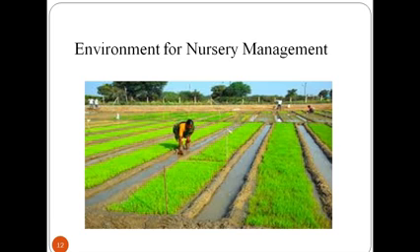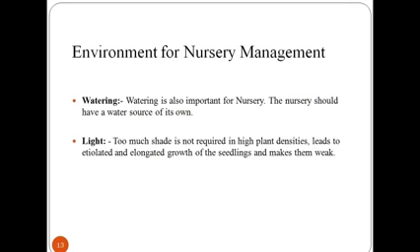Environment requirement for nursery management is considered on the basis of two main factors. These are watering and light. Watering will be done according to the need of plant. The nursery should have a water source of its own. Sprinkler system of irrigation is not advisable at the beginning.